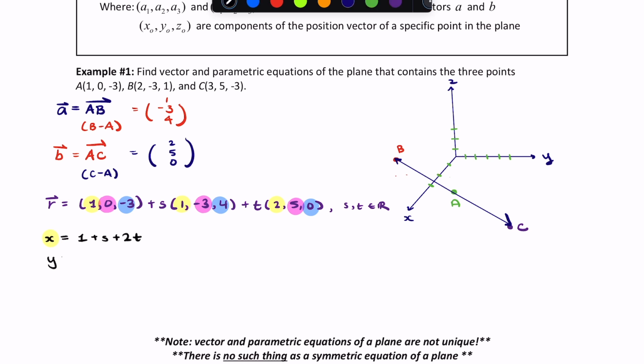And then we have y is equal to -3s plus 5t. And then for our z component, that's equal to -3 plus 4s.